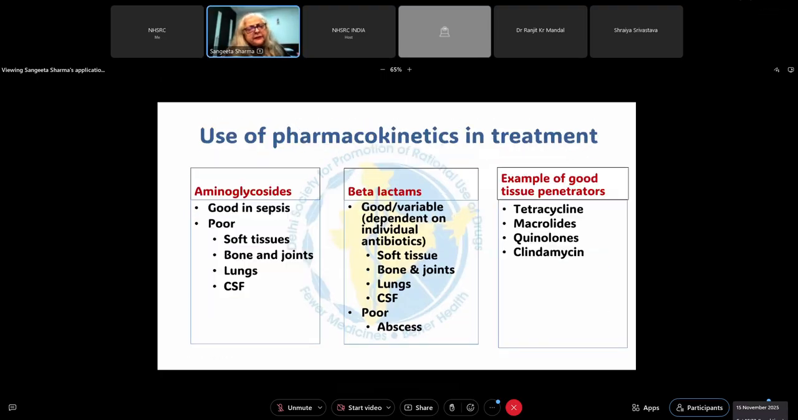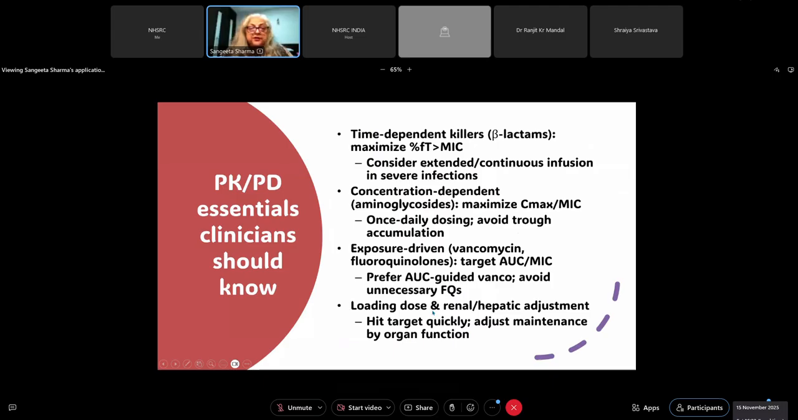Aminoglycosides are a good choice for sepsis, but they do not penetrate into soft tissue, bone, lungs, or CSF. So don't give aminoglycosides for these infections, only for sepsis. Whereas beta lactams have good penetration into soft tissue, bone, and lung. But beta lactams cannot enter into an abscess, so don't give beta lactams for abscess. So like that, you can choose the drugs.